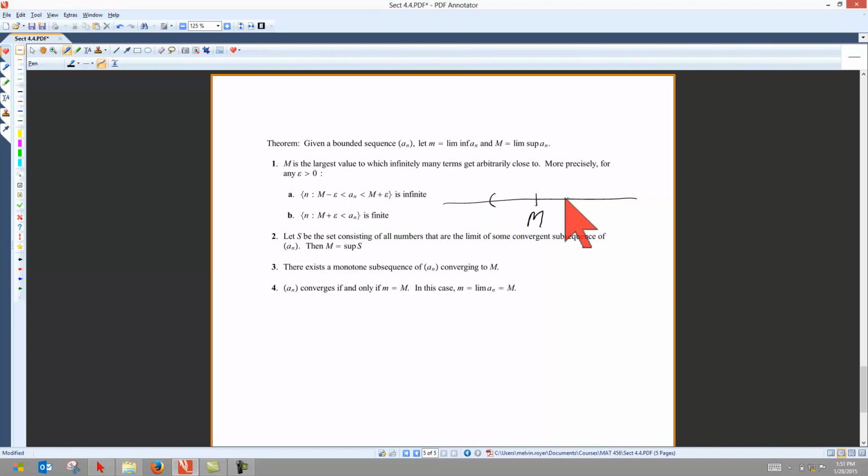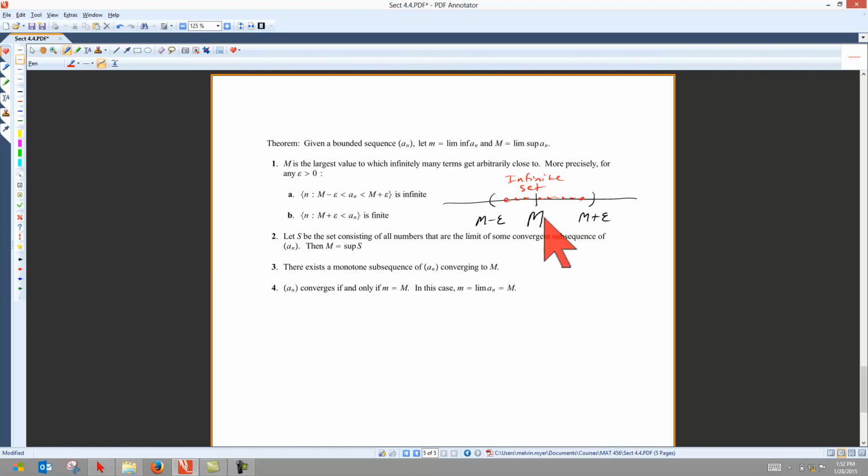The precise statement of the theorem says, first of all, let's form an epsilon neighborhood. And then the lim sup is the largest value which is close to infinitely many terms. So that's saying in this little epsilon neighborhood that I drew, I actually know that there are an infinite number of terms from the original sequence in here.